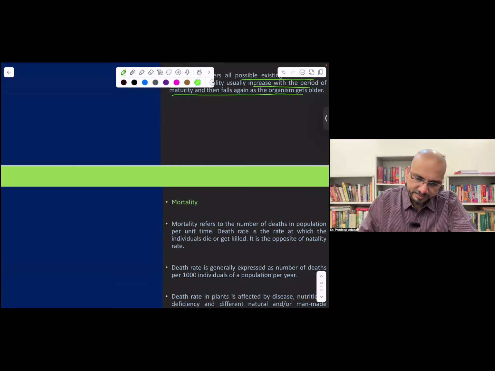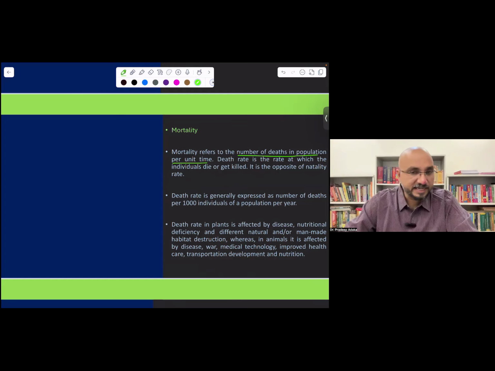Now mortality, the second concept, is mortality. It is the death rate, number of deaths which are occurring in a population. So number of deaths in a population per unit time, that is mortality.